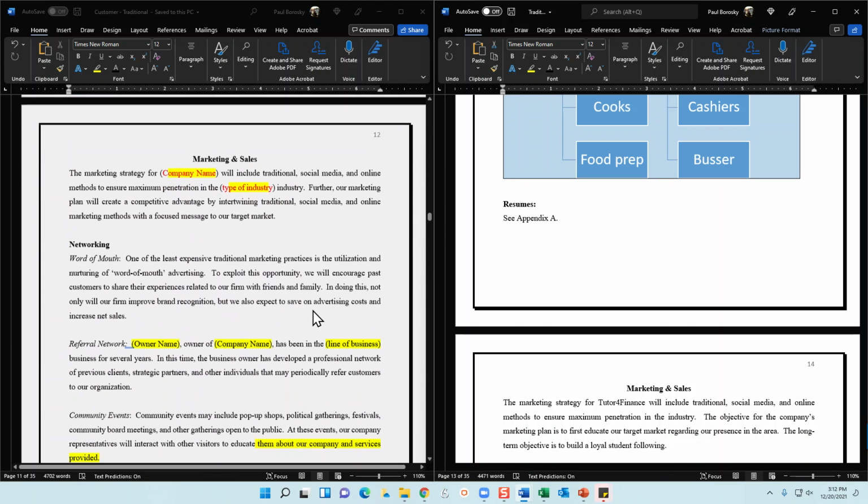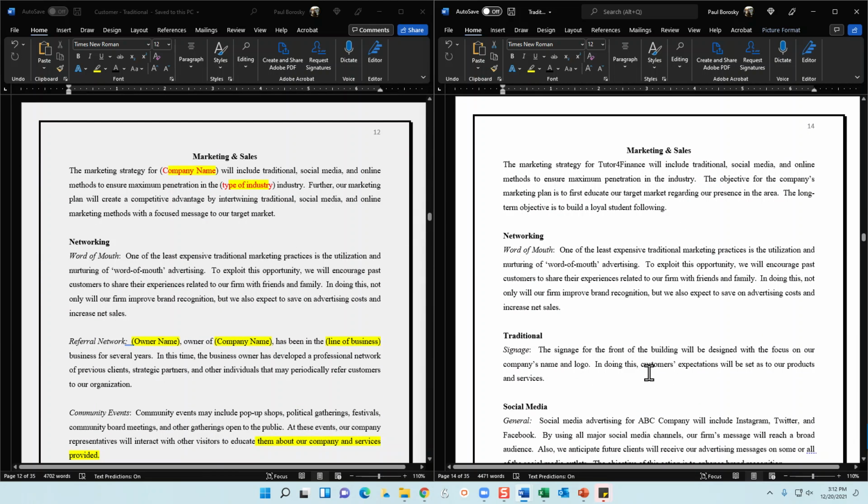And next is going to be the sales and marketing. For the sales and marketing, let's be honest, most businesses do the traditional marketing. They're going to do word of mouth. They're going to be doing the signage. They're going to be doing social media, website. They might be doing mailers. They might be doing, who knows.